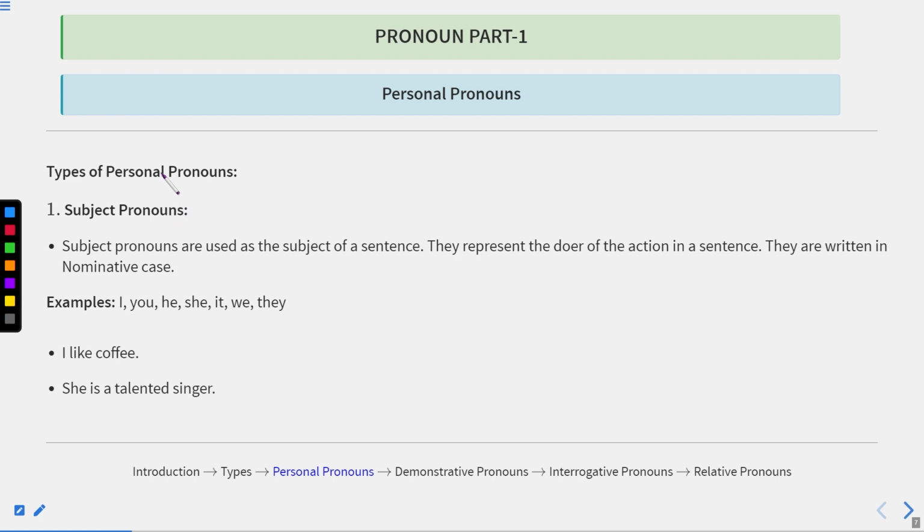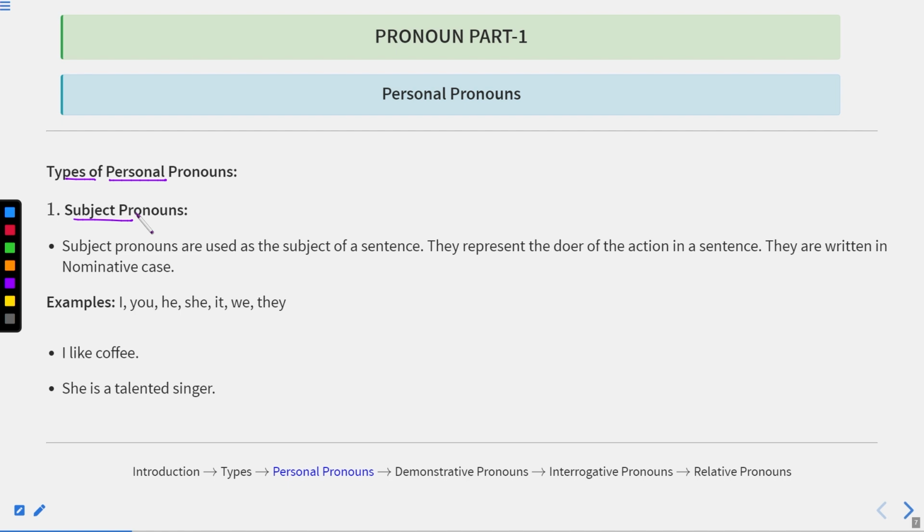Now let us move forward. First of all, we'll discuss types of personal pronouns. Personal pronoun is also classified further into many types. First of all, we have subject pronouns. In a sentence, as I told you, the sentence is made of subject plus verb plus object. So this subject can be made of either a noun or pronoun. Noun we know well, but a pronoun also creates the subject of the sentence.